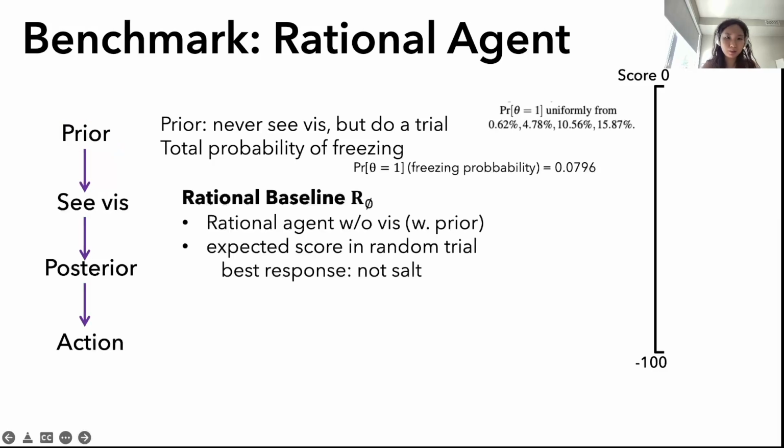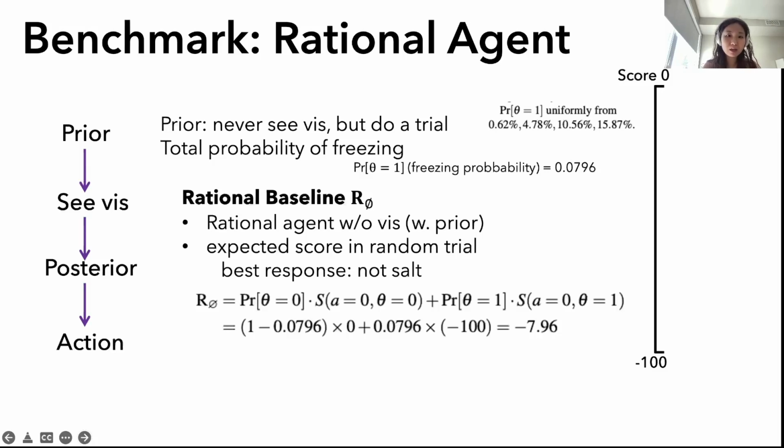Now we can define our baseline. The baseline is defined as the rational agent without visualization, that is, only with prior information. So that's the expected score for the rational agent without seeing visualization in any random trial in the experiment. Since the rational agent believes the probability of freezing is less than 0.1, she will take the action not to salt the parking lot, and she will get an expected score that's around -8. Notice that this score is obtainable for the rational agent when she does not see the visualization. It's also obtainable by anyone that's choosing the fixed action, not salting. And -8 is around here in the total scale.